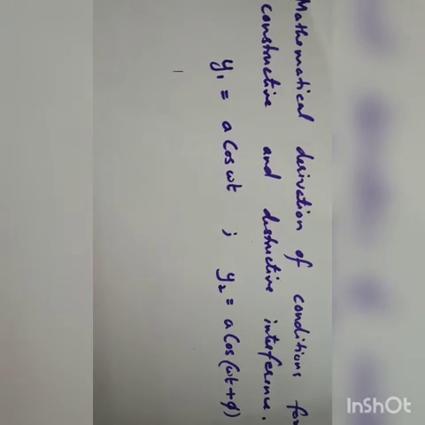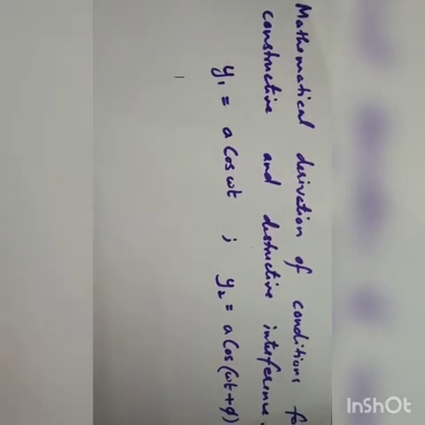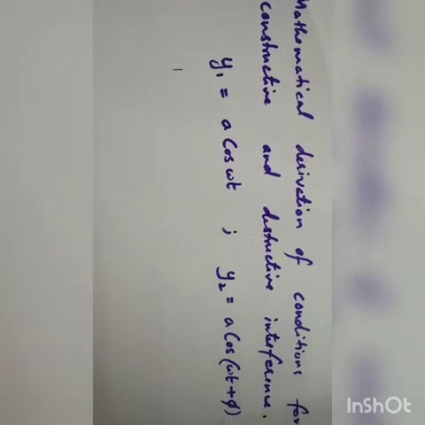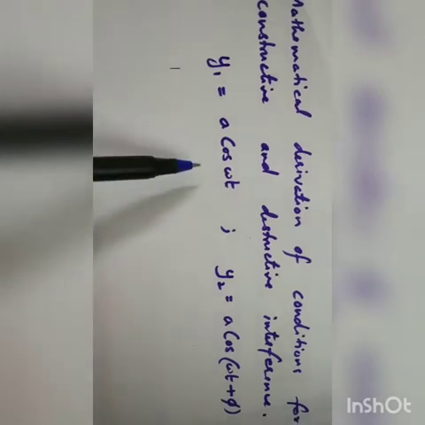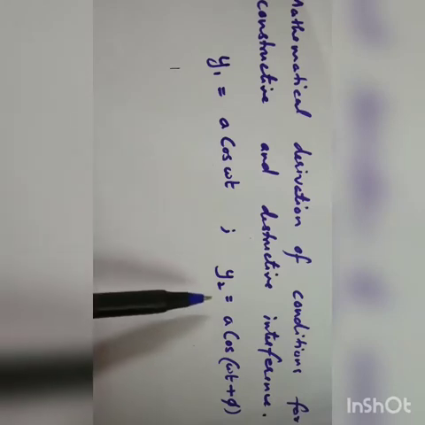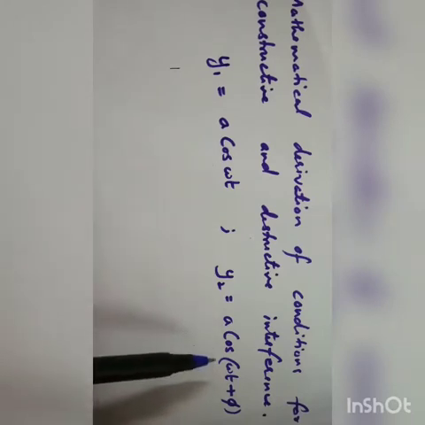Now let us derive mathematically the conditions for constructive and destructive interference. Consider two waves. y1 equals a cos omega t and y2 equals a cos omega t plus phi. രണ്ട് വേവ്സ് ആണ്. ഇത് രണ്ടും കൂടെ സൂപ്പർ പോസ് ചെയ്യുമ്പോൾ ഇന്റർഫറൻസ് ഉണ്ടാകുന്നത് എങ്ങനെ, അതിന്റെ കണ്ടീഷൻസ് ഡിറൈവ് ചെയ്യാൻ പോവാണേ.